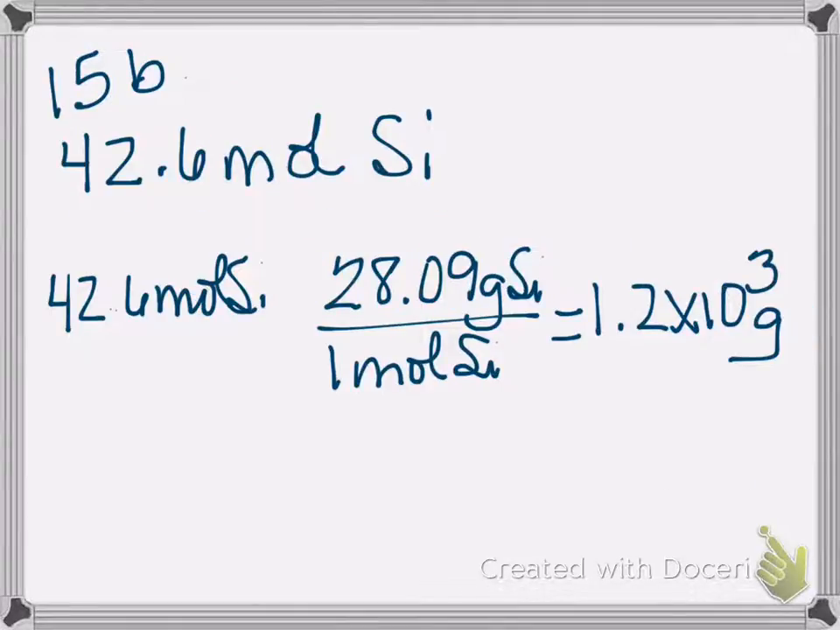For 15B, same idea. You have 42.6 moles of silicone. So we have 42.6 moles times 28.09 grams over 1 mole. We can cross out moles. We're left with grams, and your answer is 1.2 times 10 to the 3 grams.